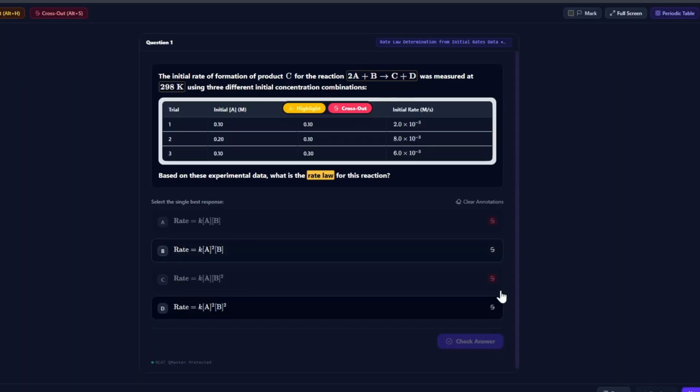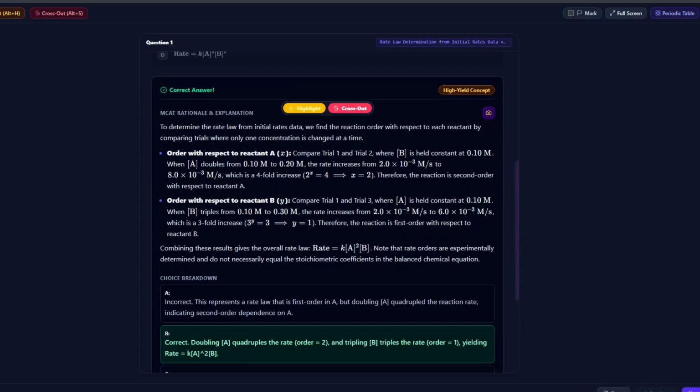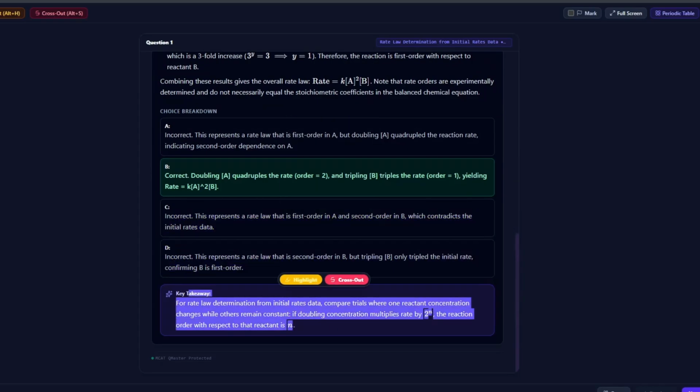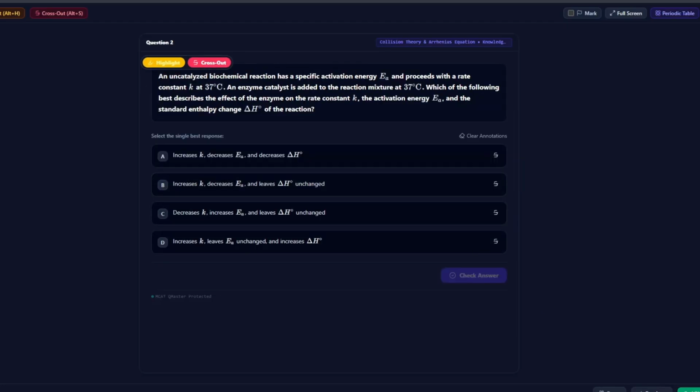So we go back to the Q bank, cross that out, answer choice D, and B should be the correct one. Hopefully it is. There you go. So that's the correct one, and it shows you how to go through the solution. Awesome. So now the next one, I wanted to go over the Arrhenius equation because it's another high yield.